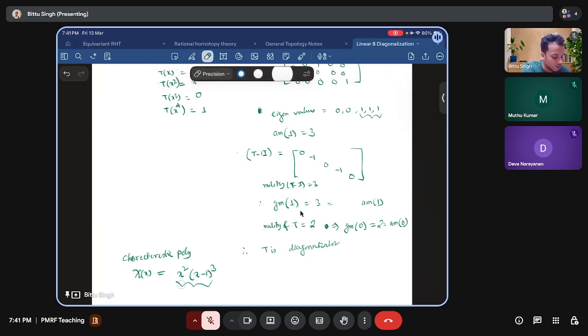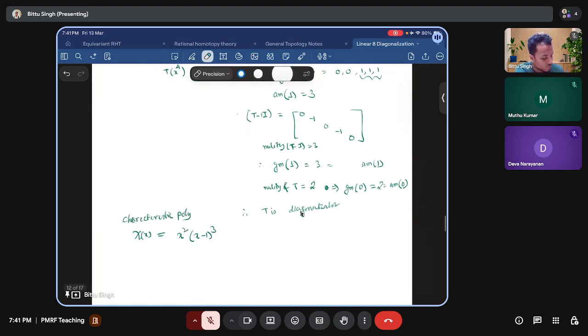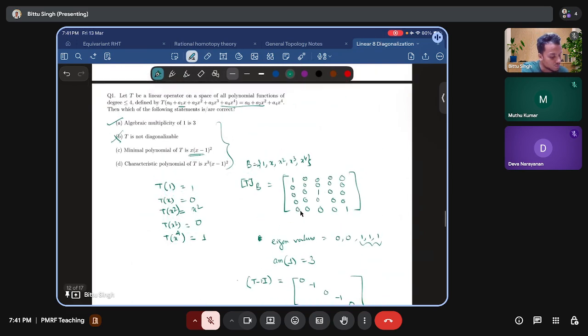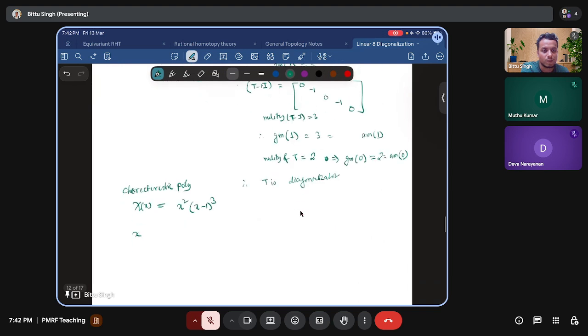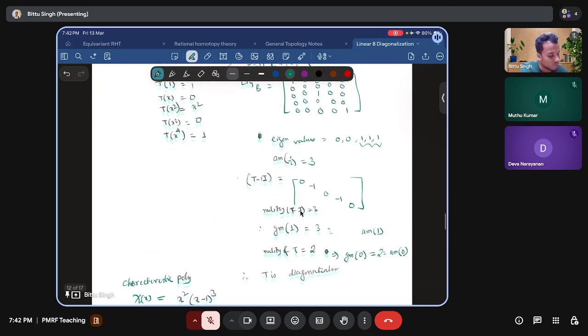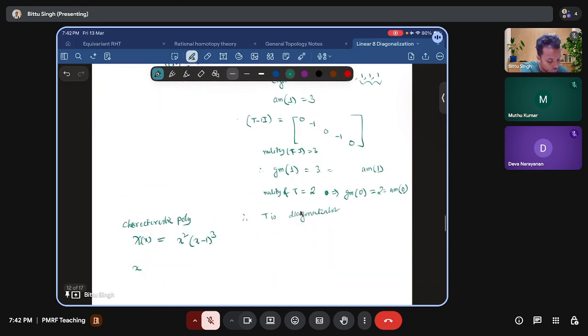So let us try with x. If we start with x, then it is clear that it is non-zero. So x cannot be the minimal polynomial, and also x minus 1 is non-zero, so x minus 1 is also not a minimal polynomial. Both factors must appear because those are distinct eigenvalues. So the product must divide the minimal polynomial.